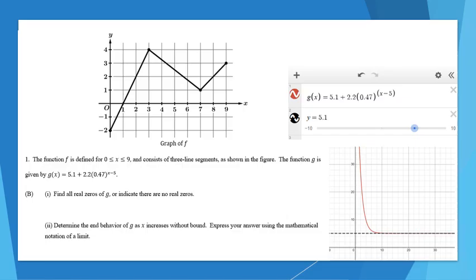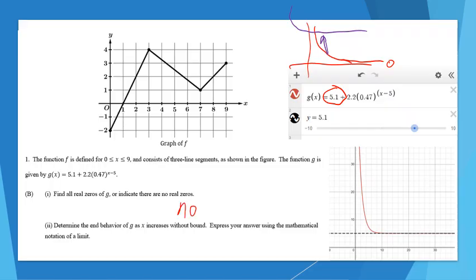The second part, part B, 1, find all real zeros of g, or indicate that there are no real zeros. If you take a look at that exponential graph here, this is actually a typical exponential graph. However, it's shifted up 5.1 units. As a result, an exponential graph would approach 0, right? It would get closer and closer to 0, but never touch it. However, when we're shifting the entire graph up 5 units with that vertical translation, it will still never touch 0.